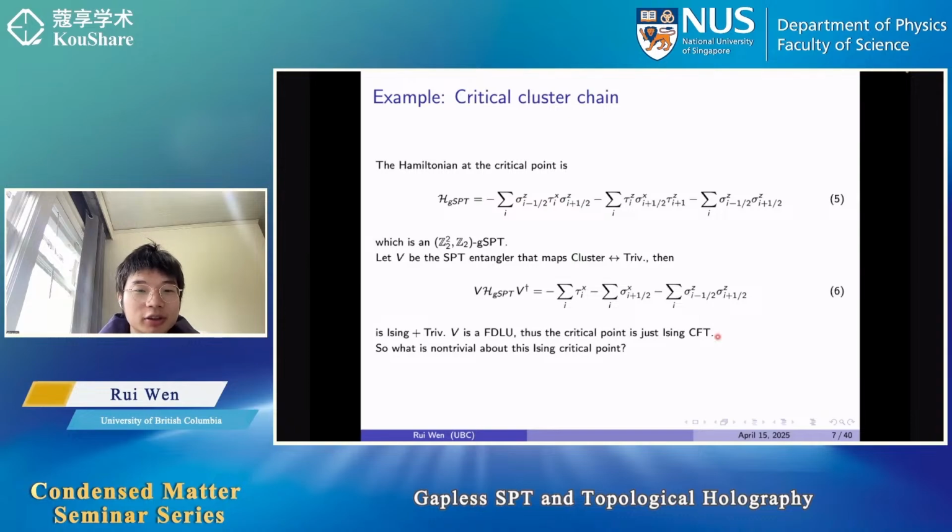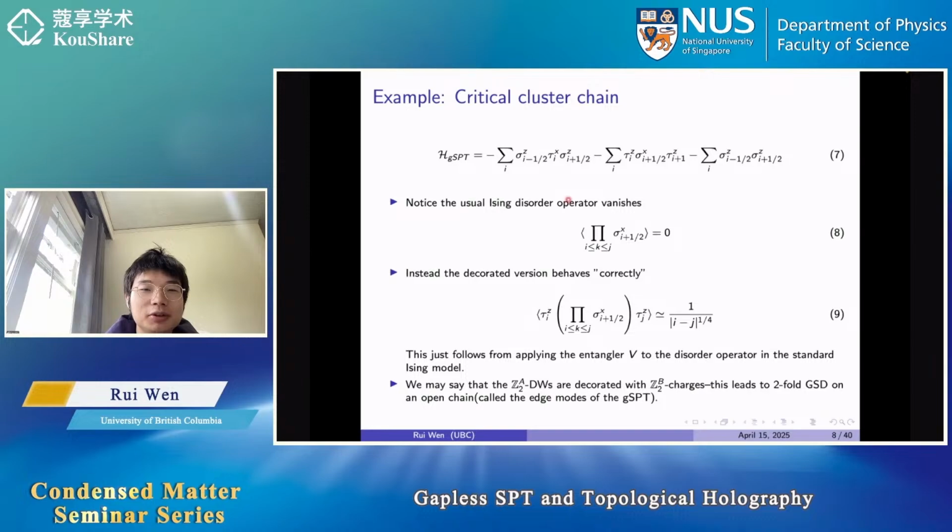Okay, so what is non-trivial about this critical point, the SymTFT, that we want to call this a gapless SPT, a non-trivial one, right? So notice that the usual disorder operator vanishes, right? If you just take this, which is a domain wall of the Z2A, I believe, it's actually 0 because the first term commutes with the rest, right? So the first term is 1. So the first term contains this in the ground space.